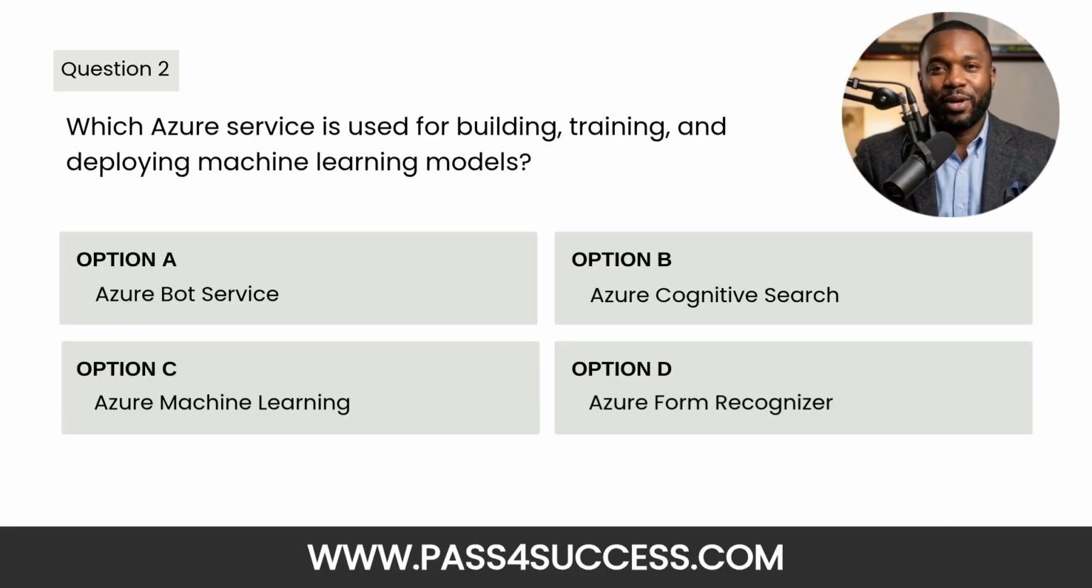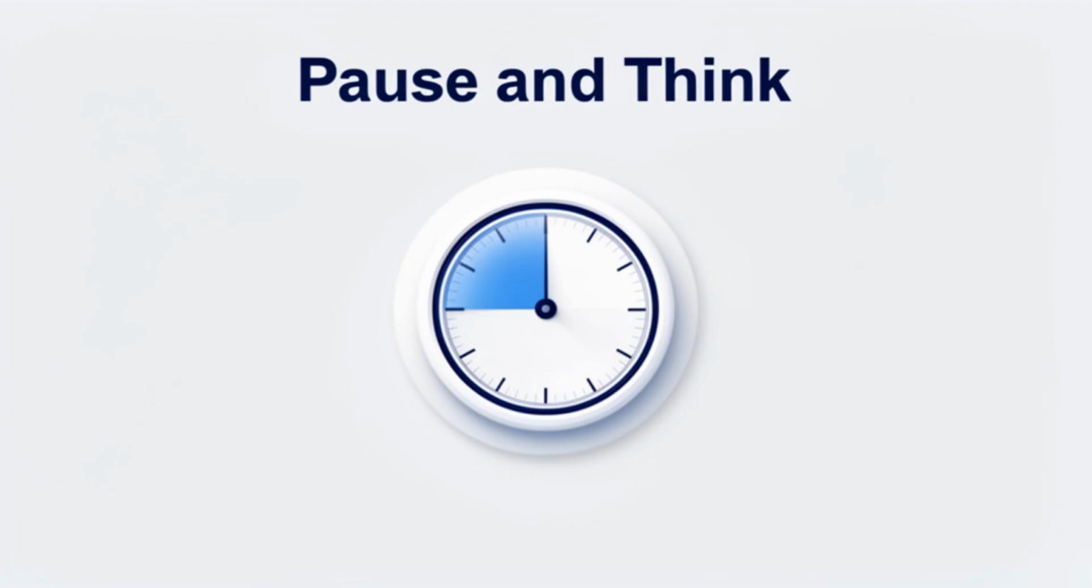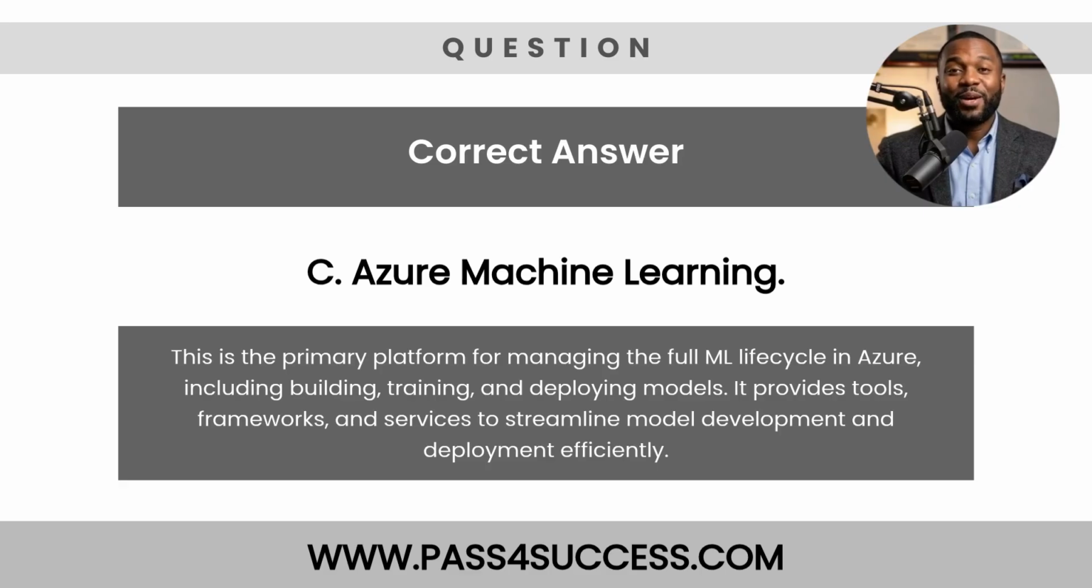Question 2. Which Azure service is used for building, training, and deploying machine learning models? A. Azure Bot Service. B. Azure Cognitive Search. C. Azure Machine Learning. D. Azure Form Recognizer. Pause for 5 seconds. Think about it. The correct answer is C. Azure Machine Learning. Explanation. This is the primary platform for managing the full ML lifecycle in Azure, including building, training, and deploying models. It provides tools, frameworks, and services to streamline model development and deployment efficiently.